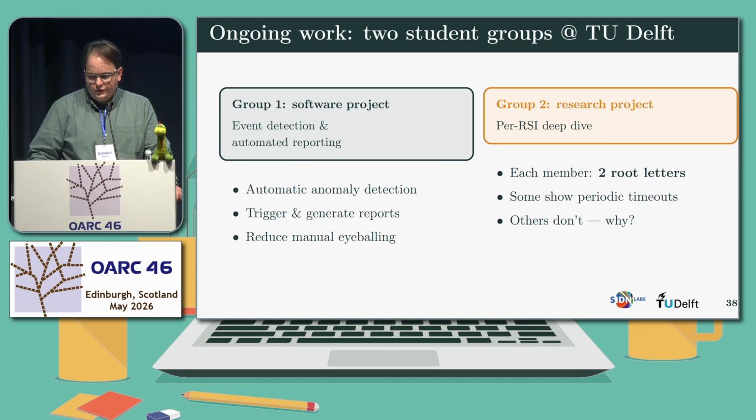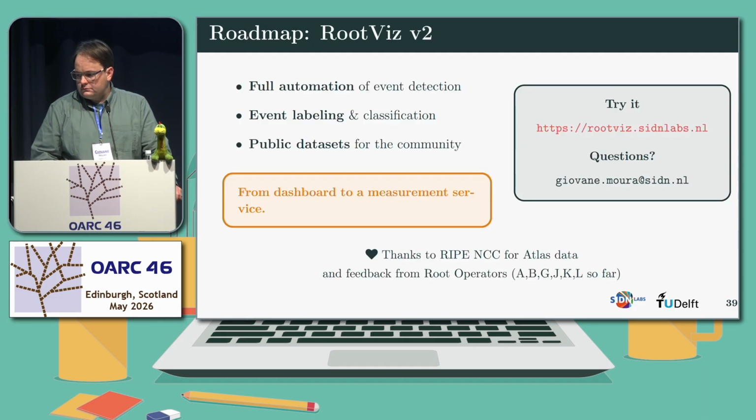I hope these students will finish in a couple of months, and I hope they come back here to OARC to present those results, because it's part of the automation of this stuff. What we want with this RootViz version 2 is full automation, event detection, event labeling and classification, and we're going to get datasets for Atlas and make them available for users, so you can get either the raw data from Atlas or the aggregated data from us, which is smaller. So that's where we stand right now.